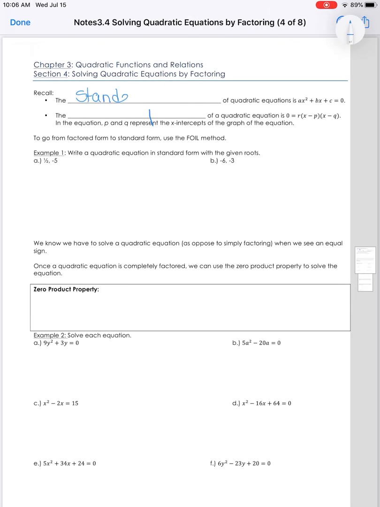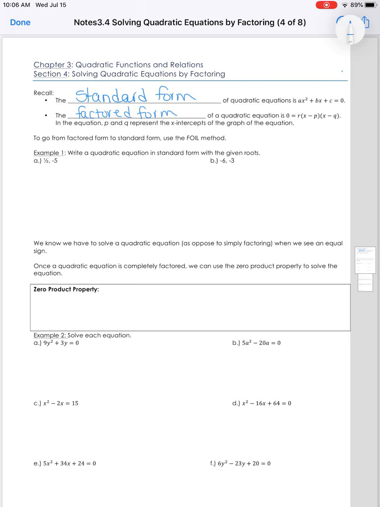All right, little break from graphing for right now. So we're going to talk about quadratic functions and solving them by factoring. So let's recall that the standard form of a quadratic equation is ax squared plus bx plus c.